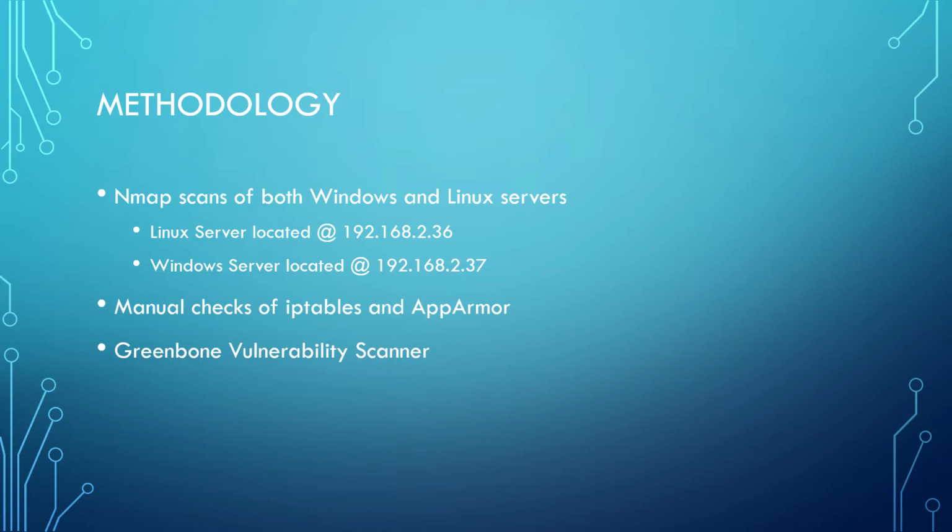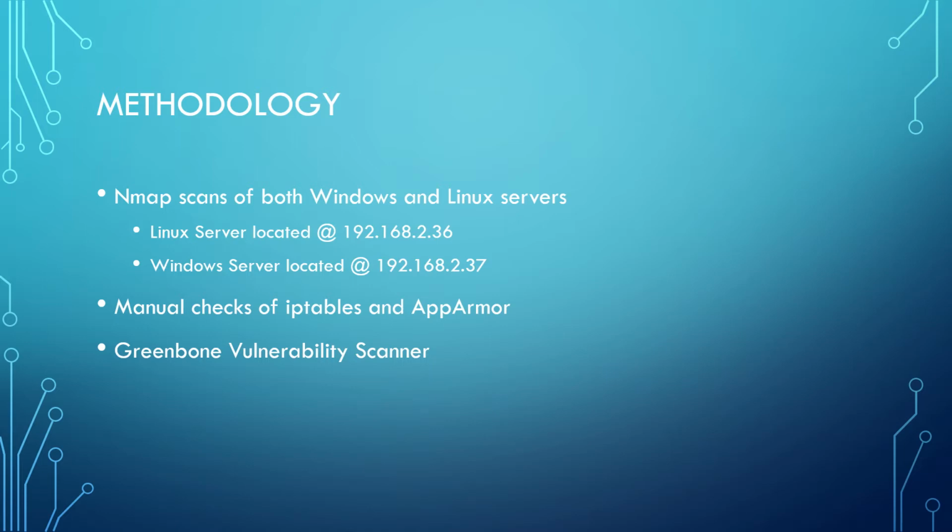The Linux box is located at 192.168.2.36. The Windows server is located at 192.168.2.37. For the firewall on Linux and for AppArmor, both of those were manually checked, as Nmap is unable to scan those. For iptables, a guest account was made and I was able to log in through that and check iptables. We were also able to check AppArmor and whether or not it was enabled.